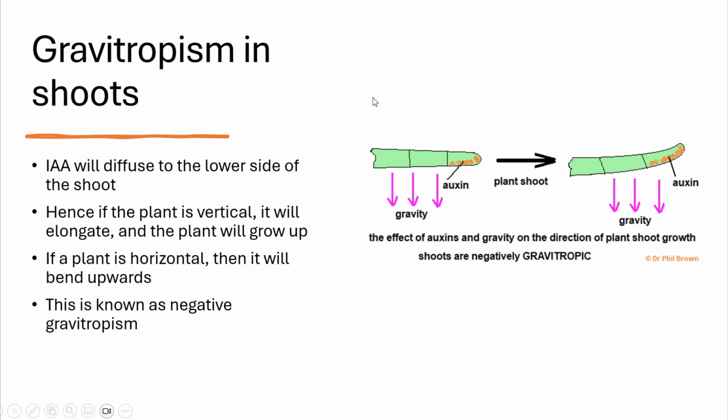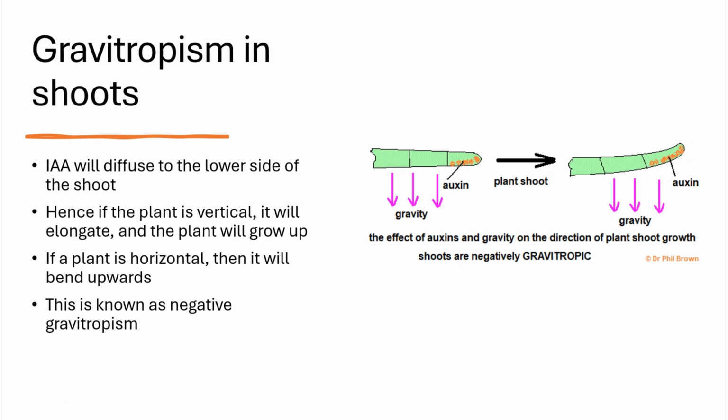Alright. Gravitropism in shoots. IAA will diffuse to the lower side of the shoot. Naturally, because of gravity, IAA is going to be brought down to the lower side of the shoot. Hence, if the plant is vertical, it will elongate and the plant will grow up. Because there's more IAA on the bottom in shoots, it's going to have an enhancing effect. So it's going to elongate more on that side, which means it's going to bend up, opposite to gravity.